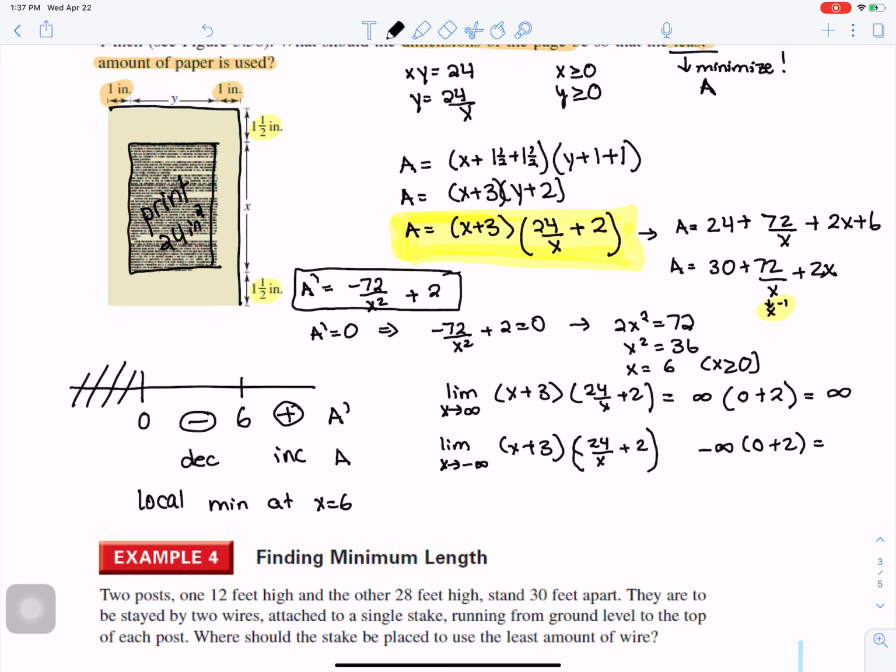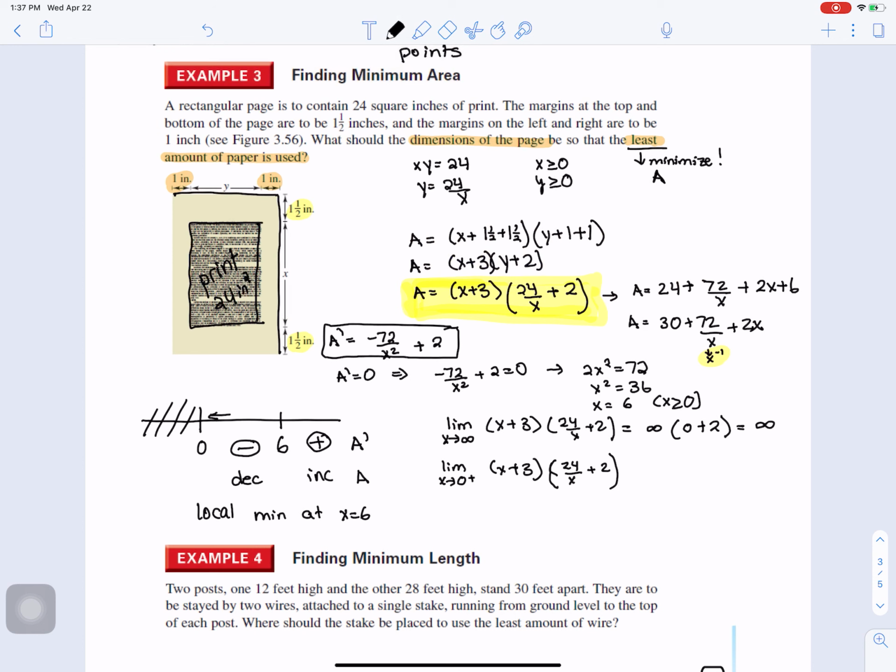Oh, sorry. I just made a clear error here. I don't want my limit to go to negative infinity because my function is only considered when x is greater than 0. So I want to take my limit as x approaches 0 from the right because I'm only interested in what's happening here. I only want to prove that this is an absolute minimum when x is approaching 0 from the right. So when I do that, I get 0 plus 3, which is 3.